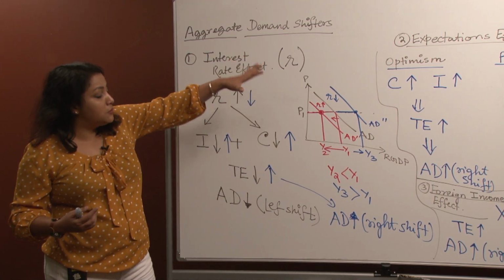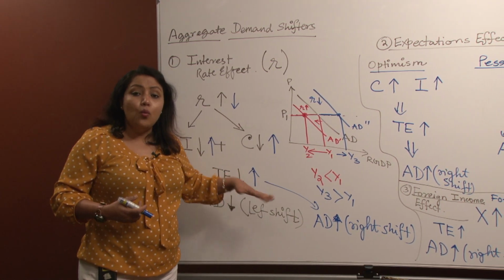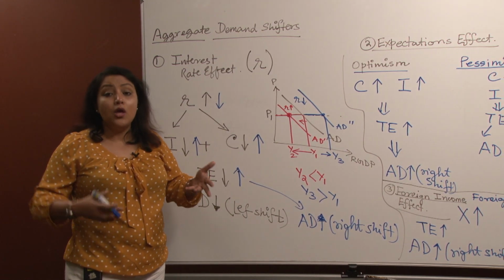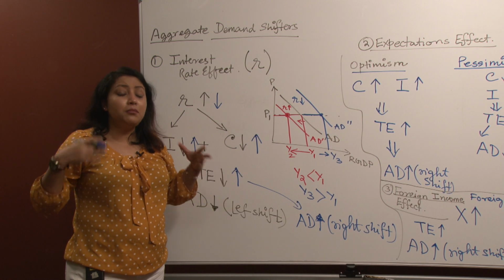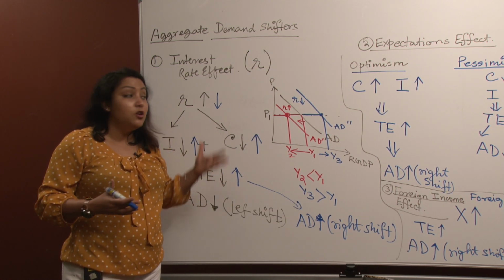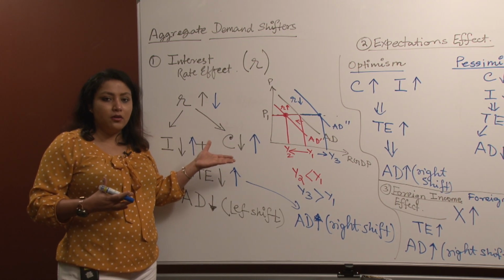But these three effects, the interest rate effect, the expectations effect and the foreign income effect, are talking about what happens to real GDP and what happens to aggregate demand when something other than the price index changes, when something else happens in the economy other than inflation or deflation. So, these are talking about the shifts of the aggregate demand curve.